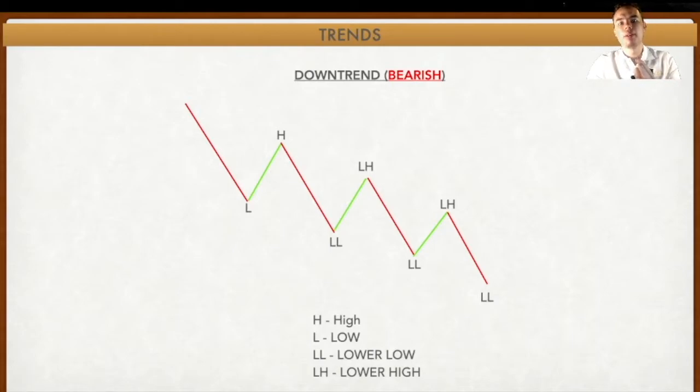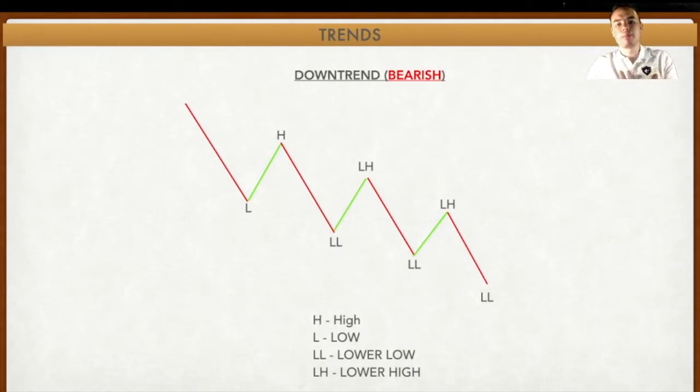Price retraces back up and forms a lower high. This current high is lower than the previous high, hence it's called a lower high. Price pushed further down, passing the previous low. Now it's a lower low, a new lower low, because this low is lower than the previous low.